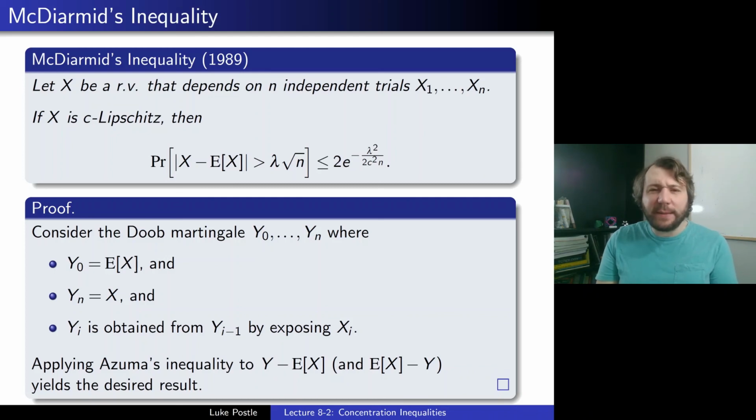So this nicely packages the martingale idea with the exposure to get you a more general version of Hoeffding's, where I'm not dealing with a sum, but just a dependence. And this is an incredibly useful inequality that can be used in lots of instances. So we'll be looking at some of the applications in the future.